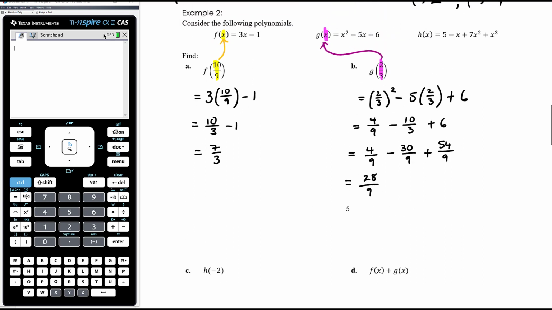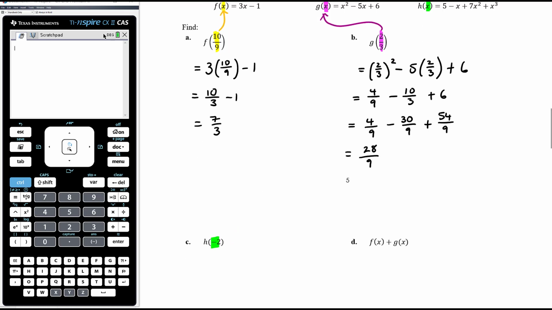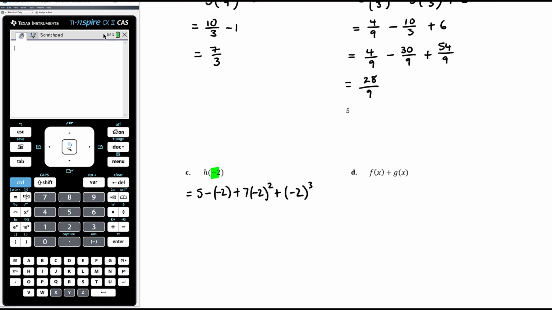H of negative 2. So H of negative 2 means we're going to replace the x in H of x with negative 2. So wherever there's an x, it's going to become a negative 2. So we're going to have 5 minus negative 2 plus 7 times negative 2 squared plus negative 2 cubed. Okay, so it's 5 minus minus 2, so it's 5 plus 2. Negative 2 squared is positive 4, 7 times 4 is 28. Negative 2 all cubed is negative 8. Again, some flexibility here. 5 plus 2 is 7, 28 minus 8 is 20, so 27.